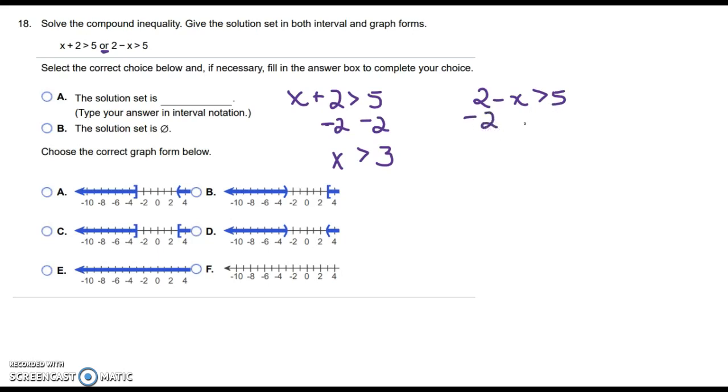We're going to move that 2. We get negative x is greater than 3. When we divide by negative 1, that makes x less than negative 3. So it switches that symbol to the other direction. So we're going to graph both of these on the same number line.